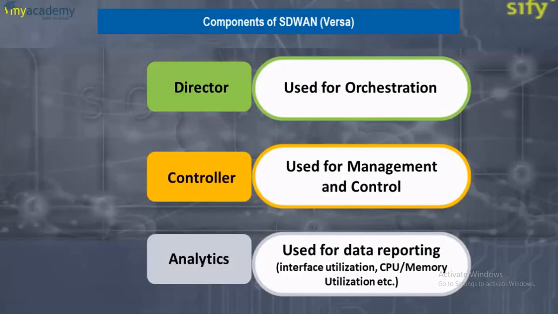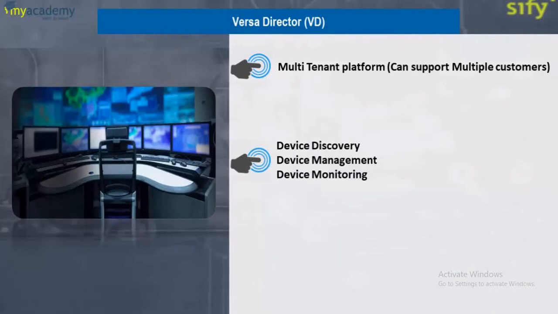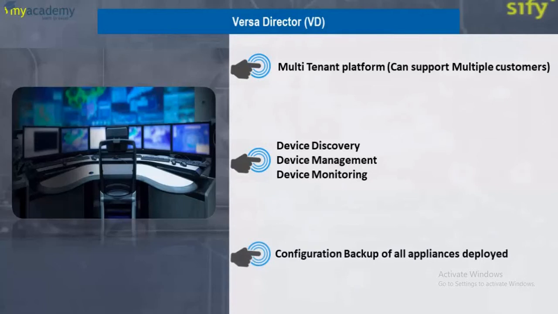what the functionalities of the director are, right? A director is a multi-tenant platform. When we say multi-tenant, it means that as part of the managed offering, within a single deployment, we're going to onboard multiple customers and they're going to have a dedicated user space, right? The director's functionality is to discover the appliance, manage the appliance, and give live monitoring stats. The director also holds a configuration backup of all the appliances deployed, which means there is no need for additional configuration backup to be taken for the edge devices, right?